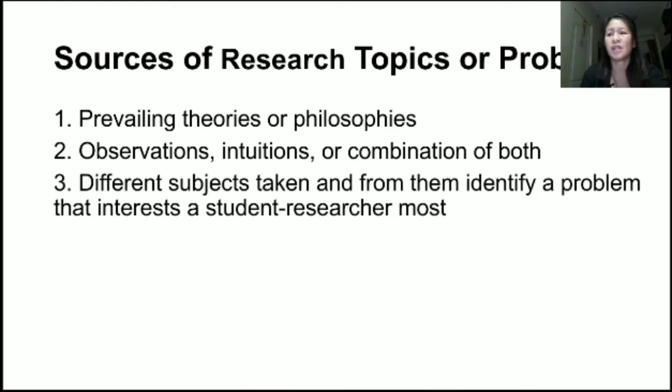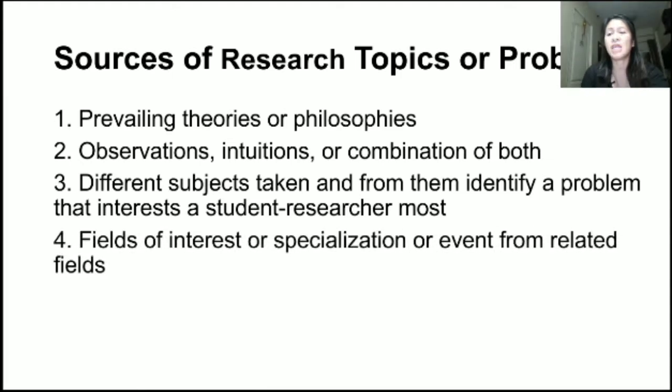Number 3, different subjects taken and from them identify a problem that interests a student researcher. For beginners like you, you can check completed studies or researches. You can do the same research since quantitative research is replicable, or create a problem related to these topics. For as long as they are aligned with your interest or field, you can come up with a problem of your own from these completed or available researches.